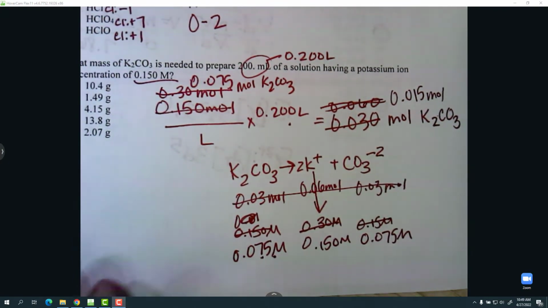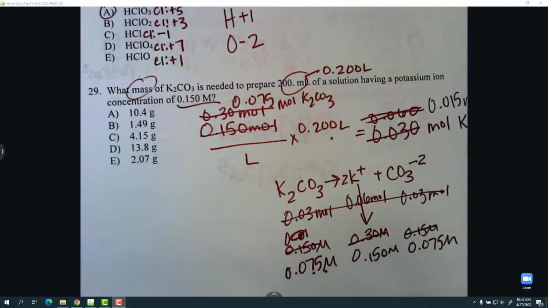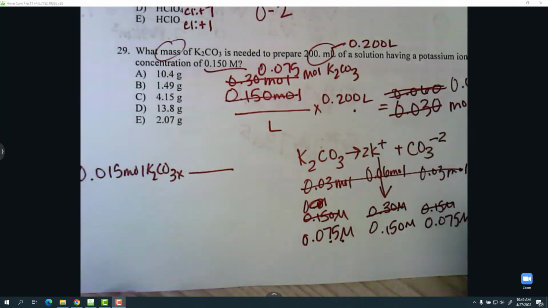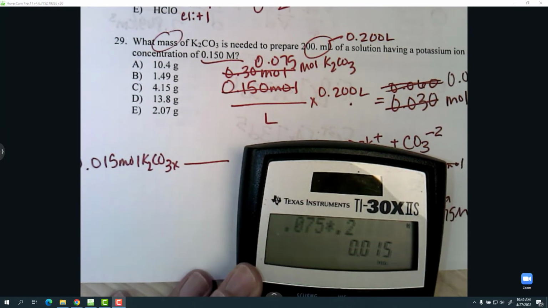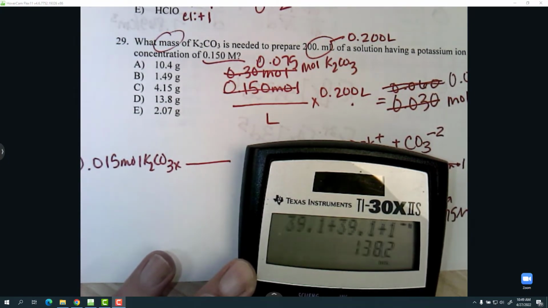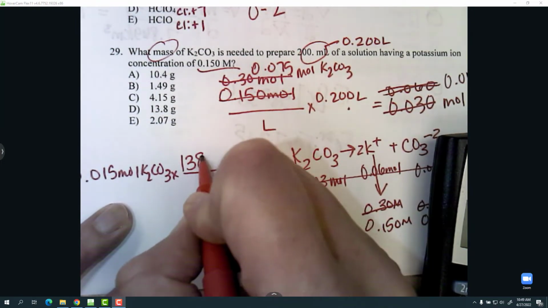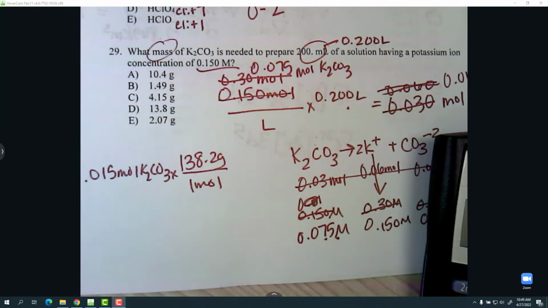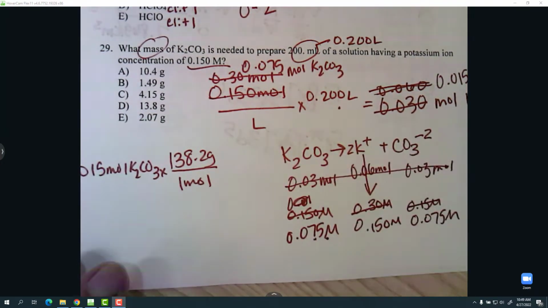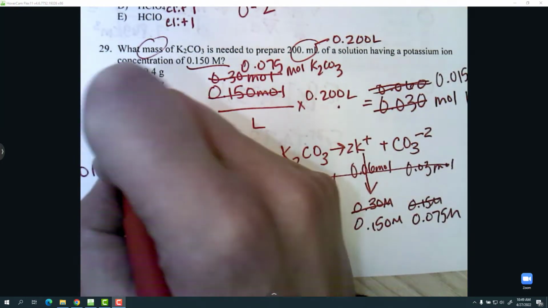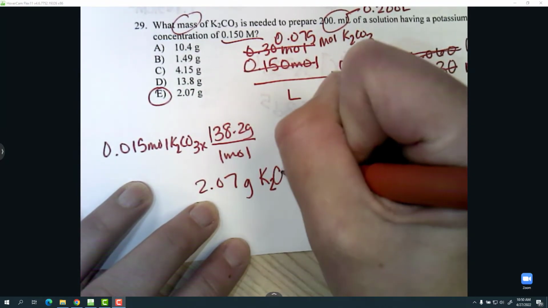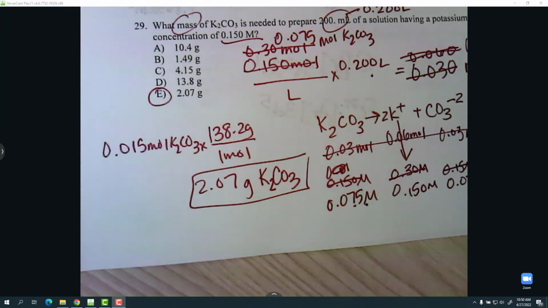And that's what I now need to convert to grams, because what it actually asked me for is grams. Okay. It's of the whole thing. So now I need to get the molar mass of potassium, 39.1, carbon, and 3 oxygens, 138.2. That's my grams, so that goes on top. So it cancels with moles. Multiply it by the 0.015, and I get 2.07, which is grams of potassium carbonate. Whew.